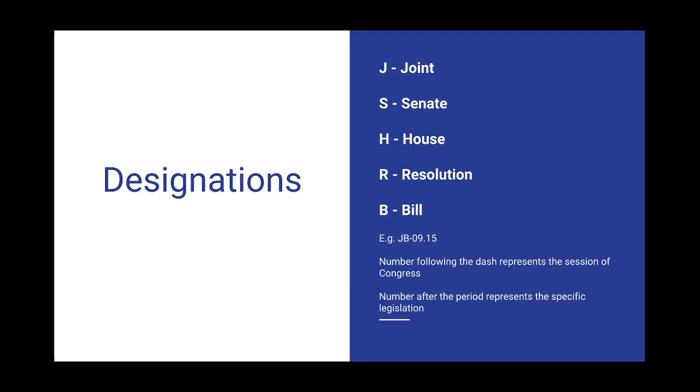Designations. Earlier we may have talked about something like a JB 0913 and what that means. I'll provide this presentation for you all so that you can reference it throughout the year. Sorry, I should have prefaced with that. Joint is J, Senate is S, and then it's followed by a number. The number following the dash represents the session of Congress. Right now we're in the 9th session of Congress, so everything follows with the 09. And then the number after is the order in which the legislation was presented.